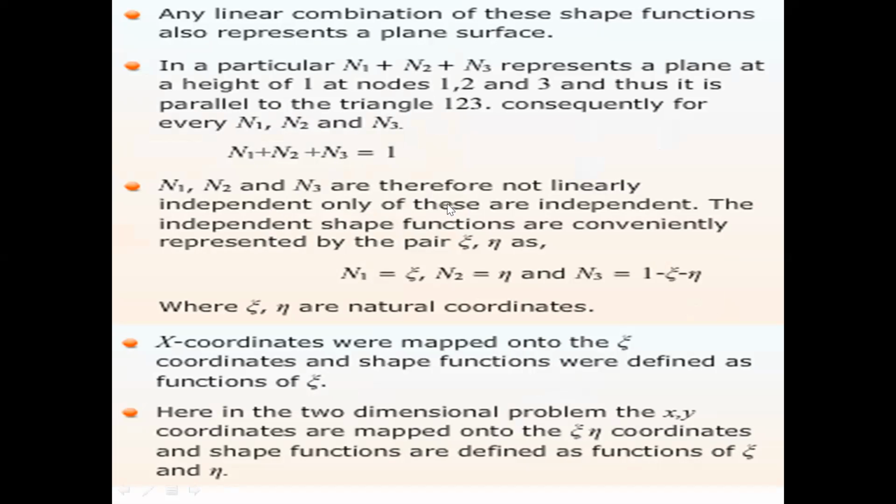And to simplify, because this is a 2-dimensional format, we can use the natural coordinates xi and eta. So xi in x direction, eta in y direction. These 3 shape functions we can now write in the form of xi: N1 is xi, N2 is eta, and when you substitute in this equation, N3 becomes 1 minus xi minus eta. So we can represent the element in terms of global coordinates x, y, local coordinates x1, y1, and natural coordinates xi, eta. So any element can be expressed in terms of xi, eta.